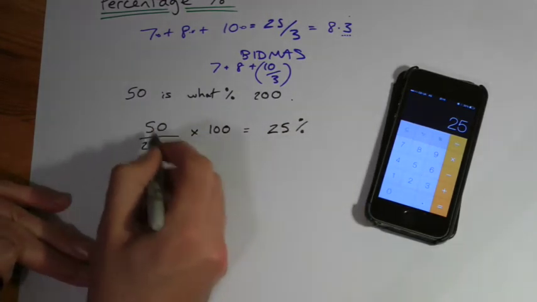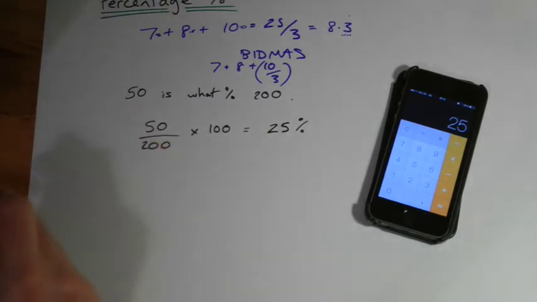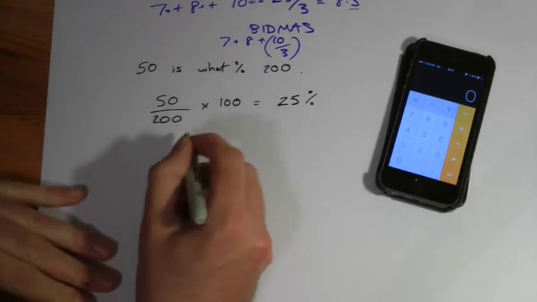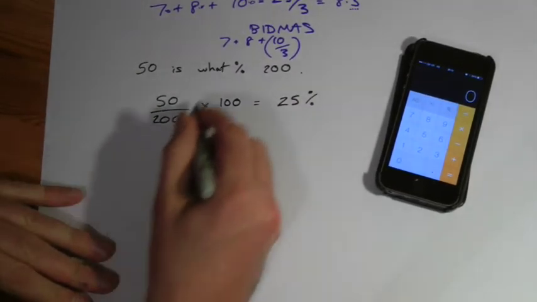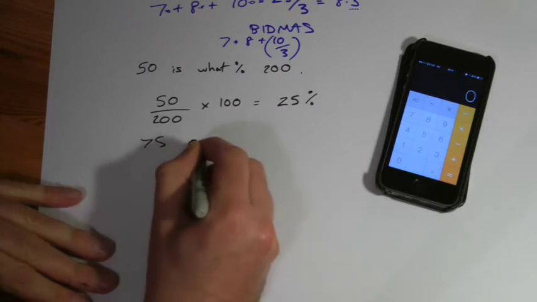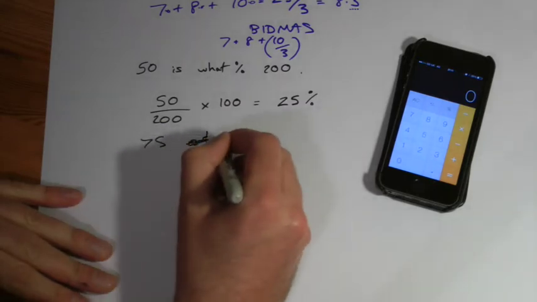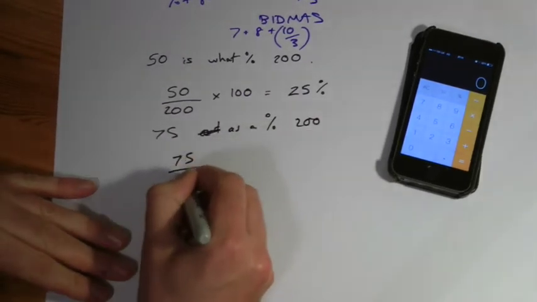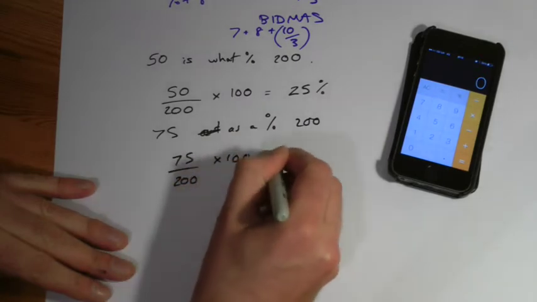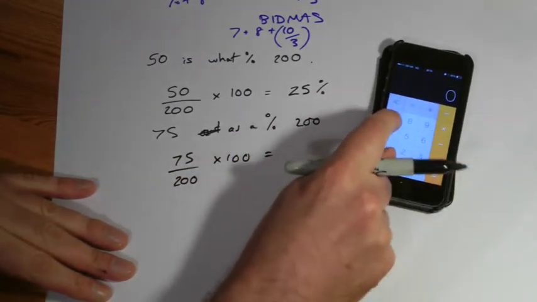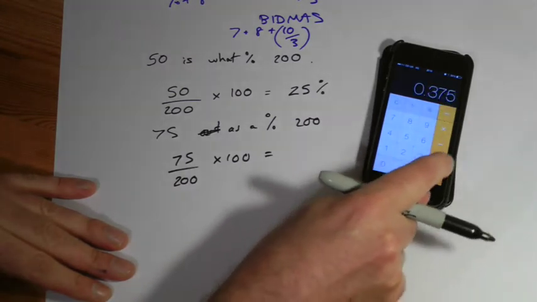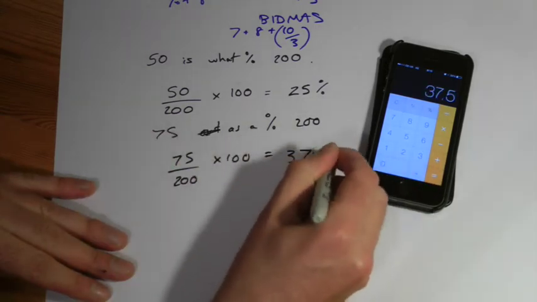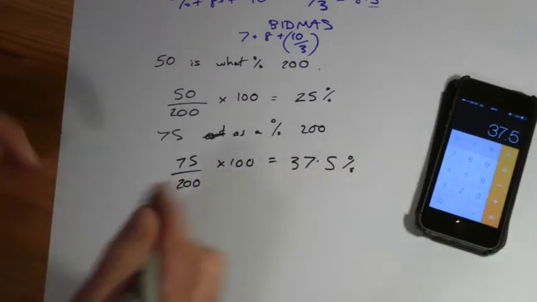And you could probably have done that in your head. 50 divided by 200, and you could have gone, well, it's a quarter, it's 25%. Okay, let's try a different one. Let's say, what's 75 out of 200? So 75 as a percentage of 200. Well, it's the same thing. You just go 75 over 200 this time, times 100. And let's see this one, 75 divided by 200 equals 0.375, times it by 100 equals 37.5. Now, there's an important point here.